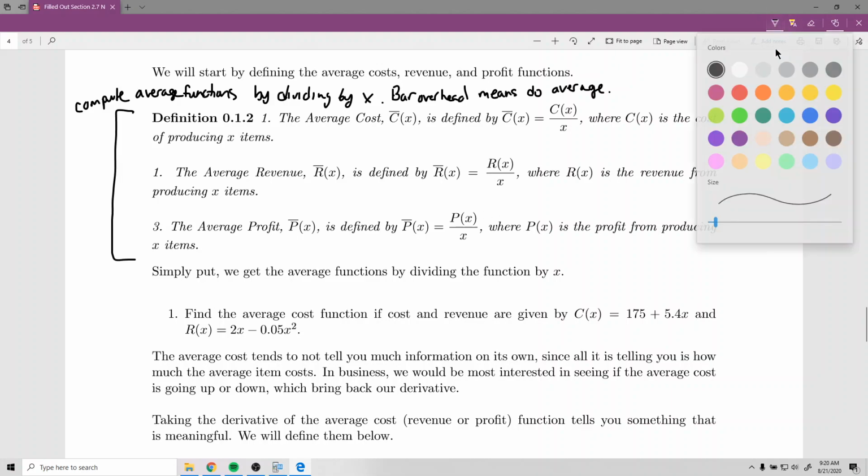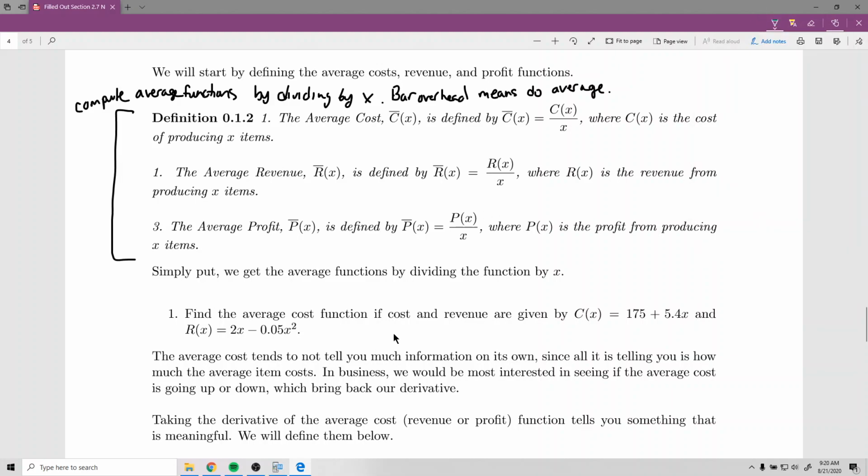And it looks like I forgot to leave enough room here, but good thing we won't need much room for this. It says find the average cost function if cost and revenue are given by C of x equals 175 plus 5.4x and R of x equals 2x minus 0.5x squared.